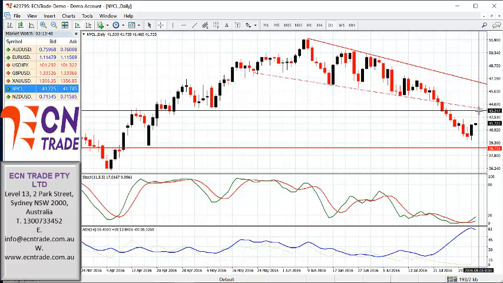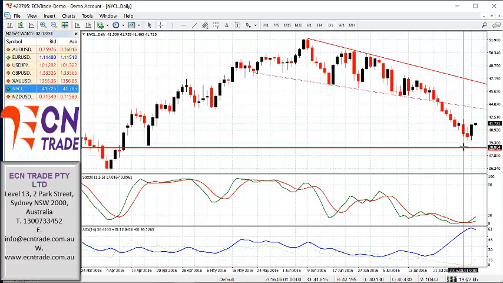But at this stage, I'm only looking for a small advance and maybe a retest to the downside again.